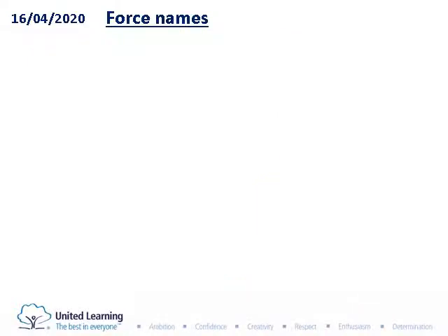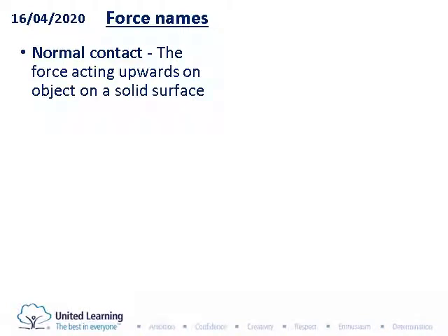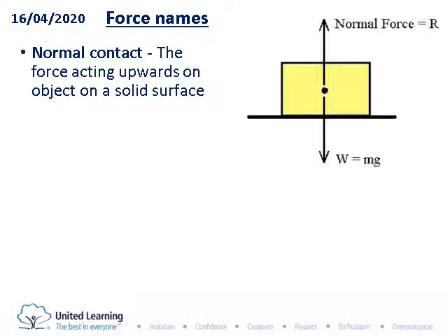Now, similar to upthrust, we have a thing called normal contact. Unlike upthrust, where objects are in water, this is when an object is resting on a solid surface, and just like upthrust, it acts upwards, but we call it a normal contact. It's sometimes called a reaction force, and you can use either of those terms, but in this lesson we'll call it a normal contact or normal force.